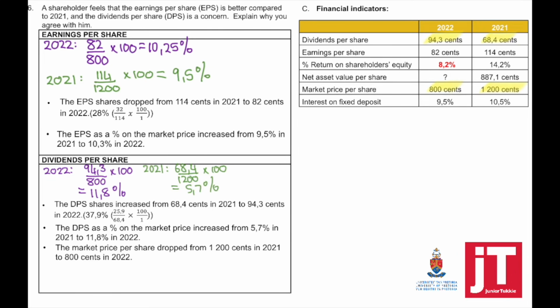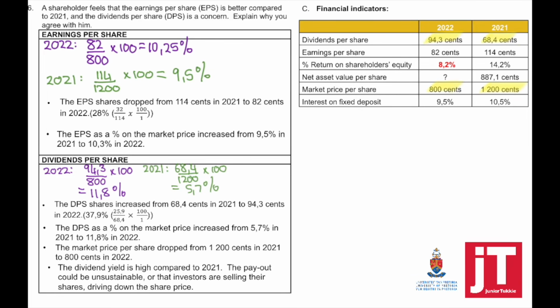If we're looking at the market price per share, what happened to the market price? From last year to this year, it dropped from 1,200 cents to 800 cents. So what does all of this mean? If we look at the dividends yield, it is very high compared to 2021. The payout rate could be unsustainable, or that investors are selling their shares, driving down the share price, and it's clear if we look at the market price.